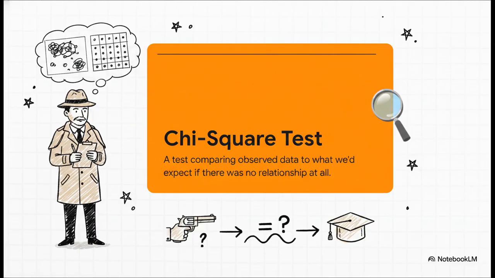The way it works is actually pretty cool. It calculates what the numbers in our table would look like if there were zero, zilch, no relationship between education and gun law opinions. Then, it just compares that imaginary, no relationship table to the real one we actually have. The bigger the difference between the two, the more likely our pattern is the real deal.